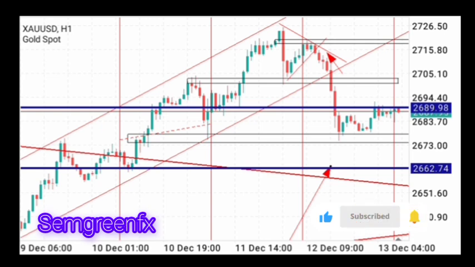You all know that gold is a volatile market, so whenever you trade gold, you have to trade with caution. Gold is a very volatile market. The price pushes much faster than any other pairs. So I believe you actually gained something.